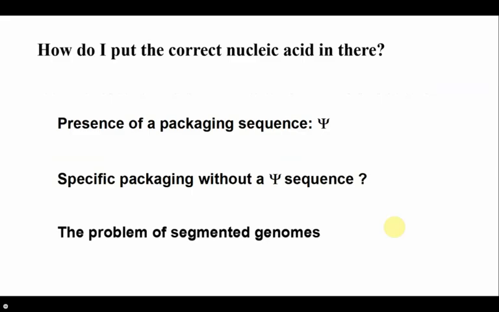Now another issue for viruses is you have to put in the virus genome, specifically the virus genome, and not just any old bit of DNA or RNA that is lying around in the cell. So you've got to have some mechanism to be specific about this. There are several viruses that use packaging sequences, which are called the Psi sequence. But there are several viruses that don't have a packaging sequence, although people have looked for one. So how do they get their genome specifically into the capsid?